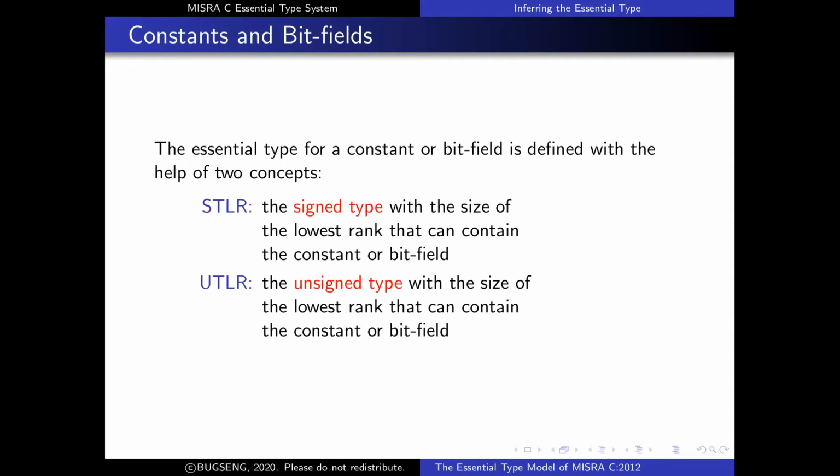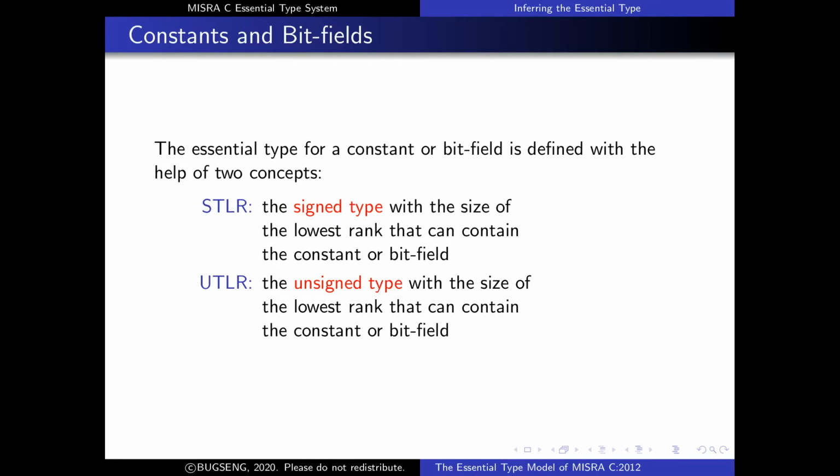Now let's move to constants and bit fields. In order to understand what is the essential type for a constant or a bit field, we need two auxiliary concepts. The first one is called STLR, the signed type with the lowest rank. It's the signed type with the lowest rank that can contain the constant or bit field. As you can see, the essential type for a constant or for a bit field depends on the number of bits that are basically required to contain this constant or this bit field.